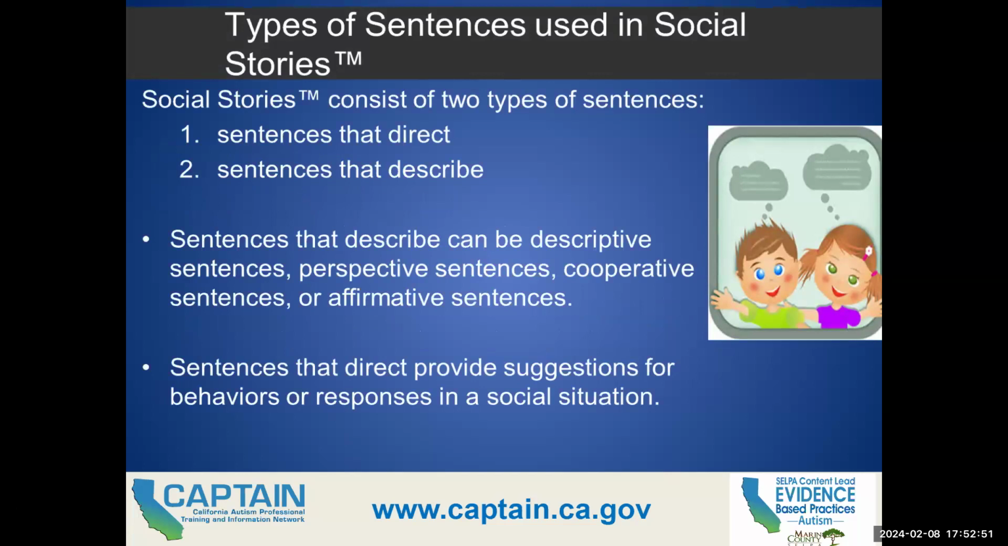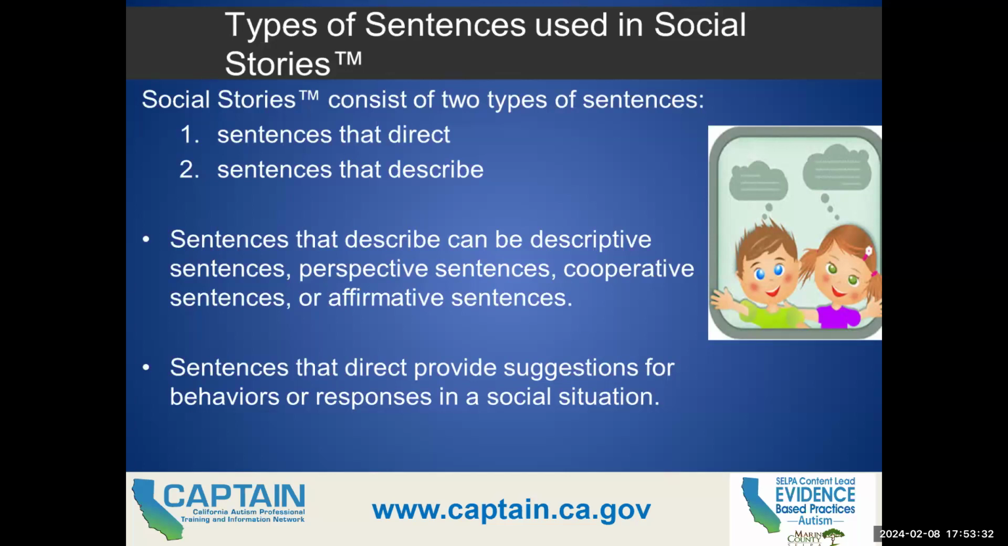Now, when we're writing a social story, we want to write directive sentences and we want to write describing sentences, okay? Sentences that describe can be descriptive, perspective, cooperative, or affirmative sentences. And the idea is that we use more descriptive sentences than we do directive sentences, okay? Those directive sentences provide suggestions for behaviors or responses. So the directive sentences are going to be telling the student what we want them doing. I look both ways before I cross the street.